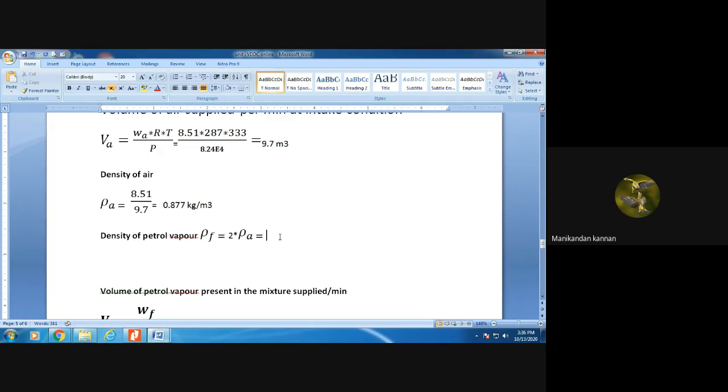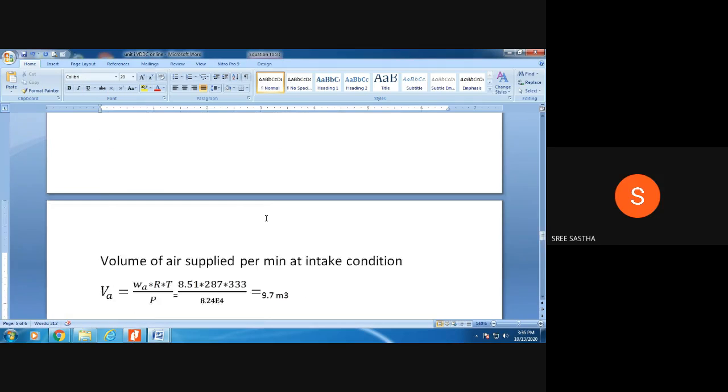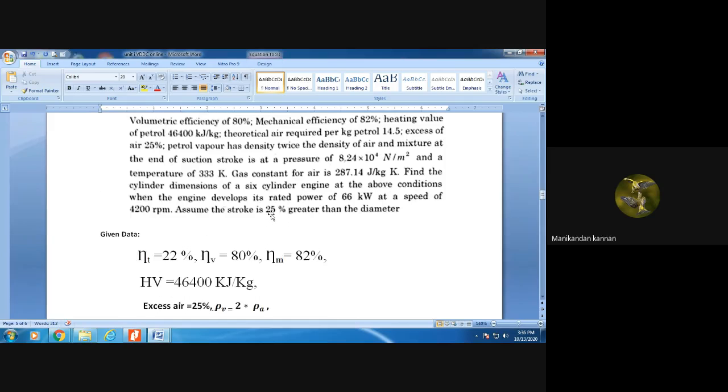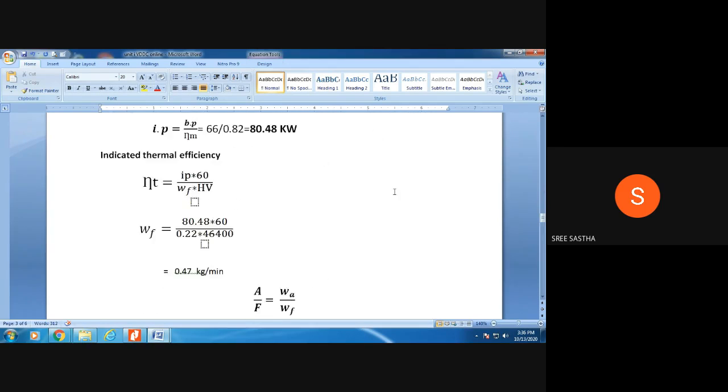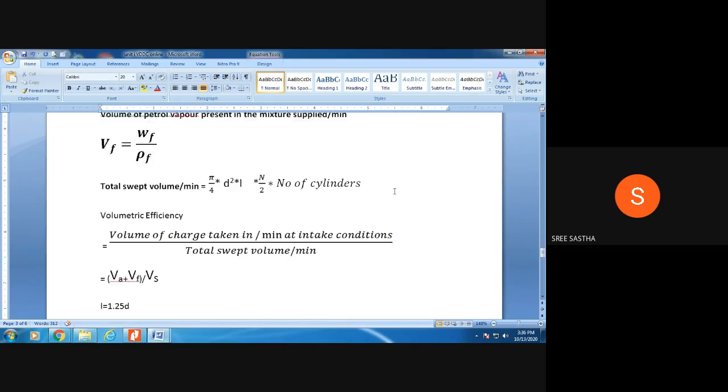Now, density of petrol vapor, what you have to do? You have to multiply this by 2 because it is given in the problem. See, it is given: petrol vapor has density twice that of density of air.